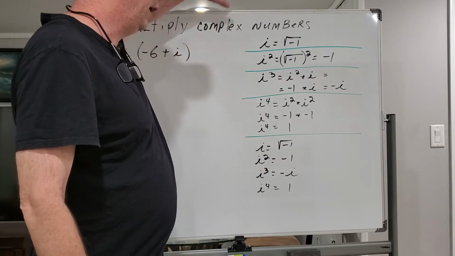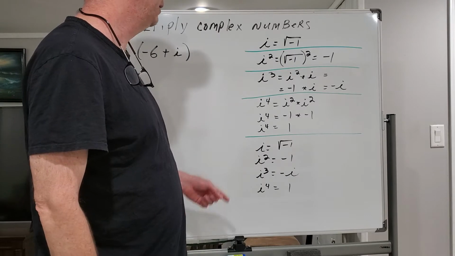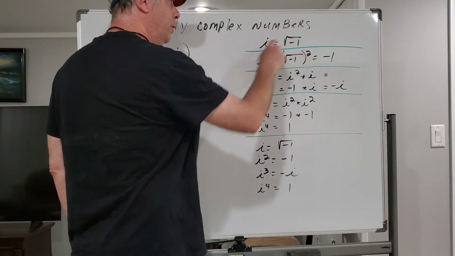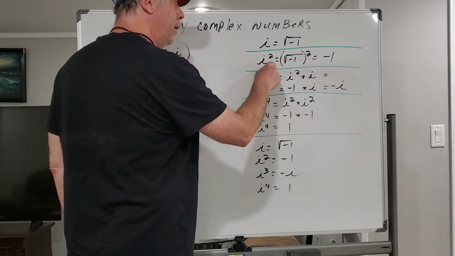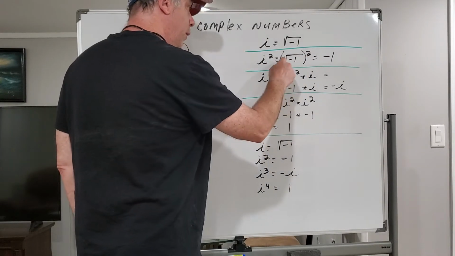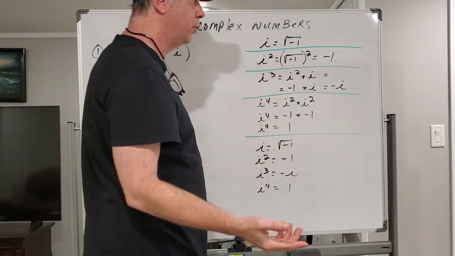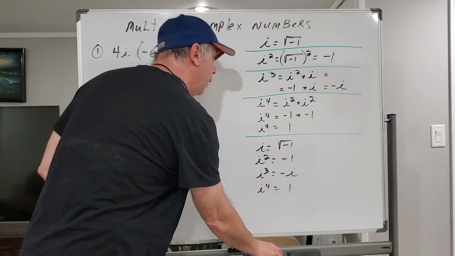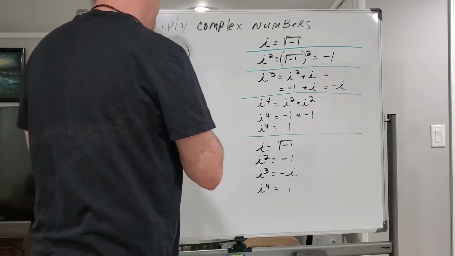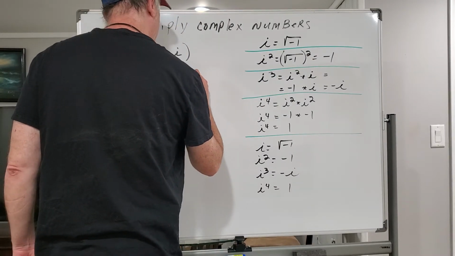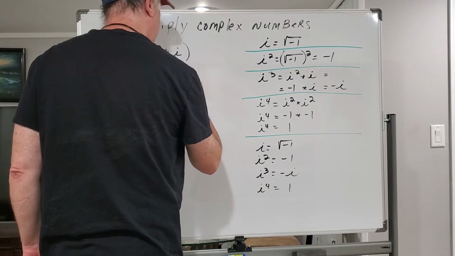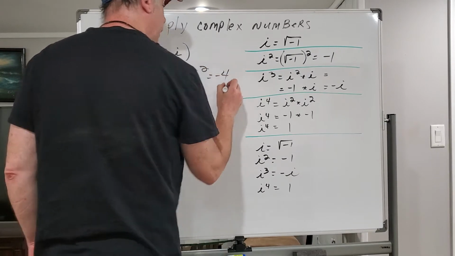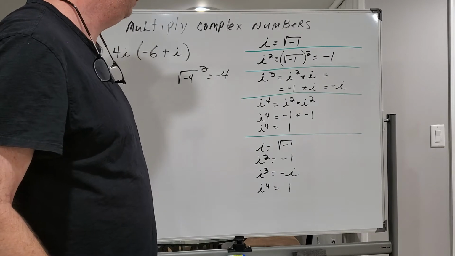Up here, I showed the actual work for how I got to that answer. So if we take i, which is the square root of -1, and we square it, well, we're going to be squaring a square root, so we're just left with -1. That's the same thing as me saying to you, I want the square root of -4 squared. I'm going to get just -4.